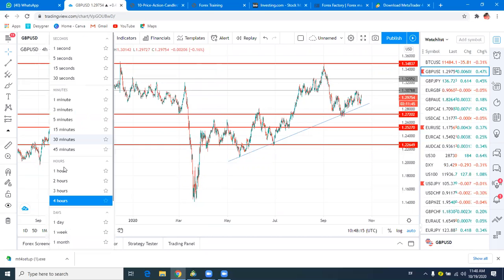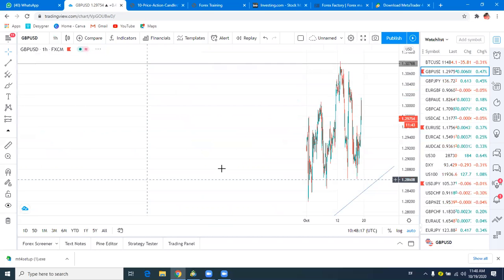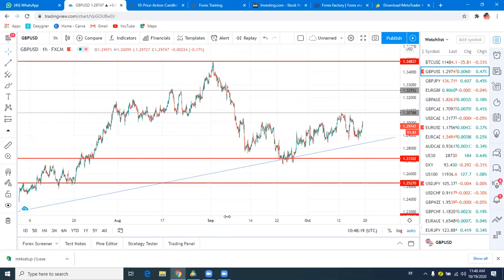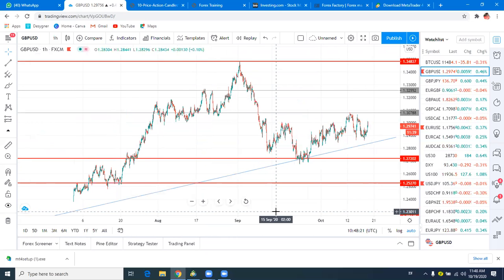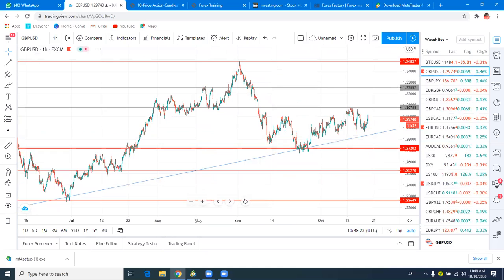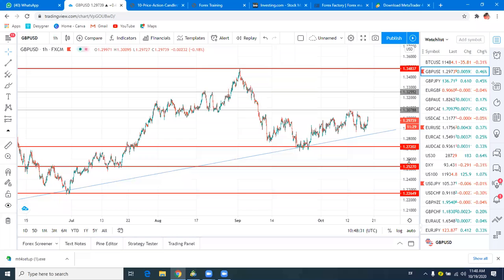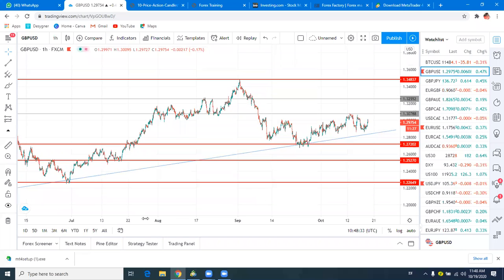Hold on, guys. Sorry. Trying to look for that pin bar that formed on the other chart. Trying to look for that pin bar. Come on, man.